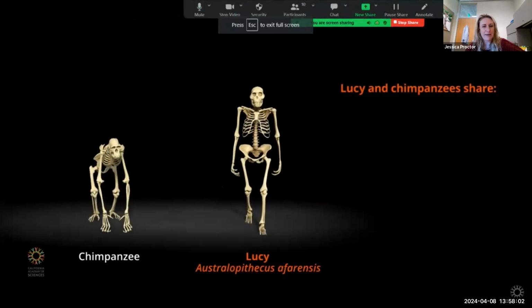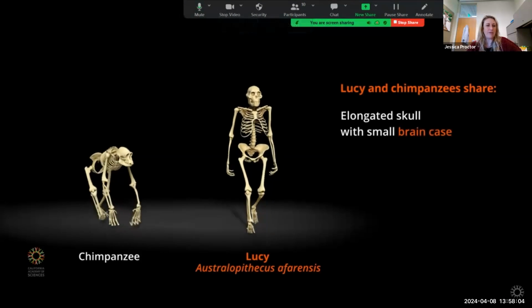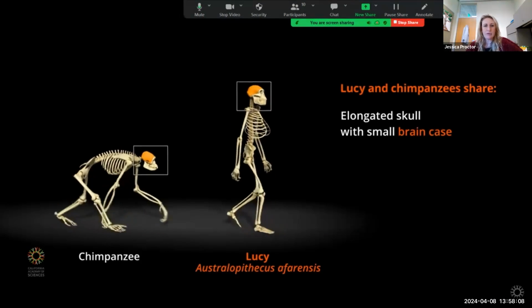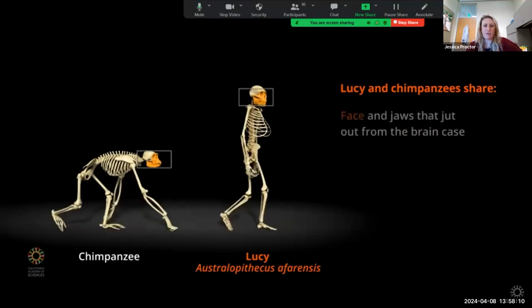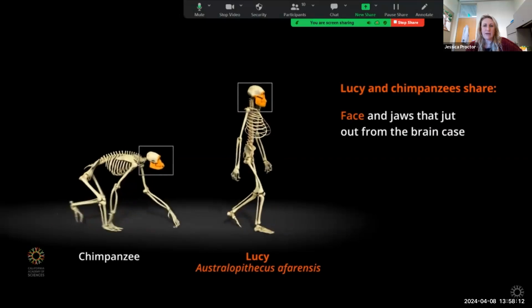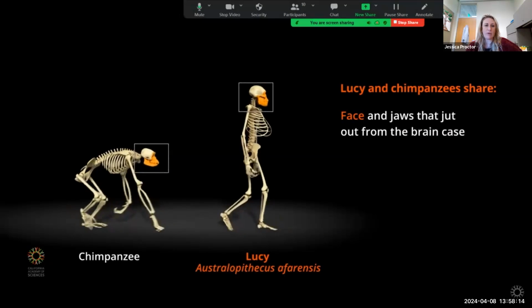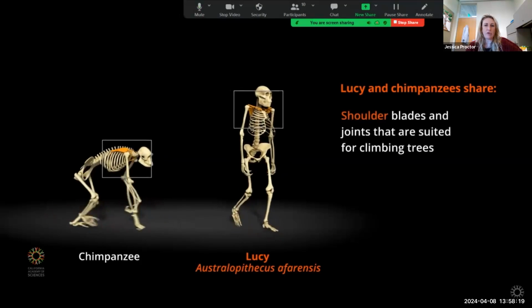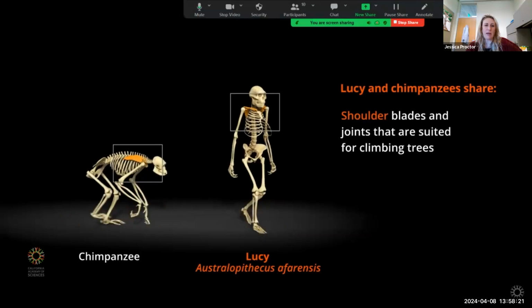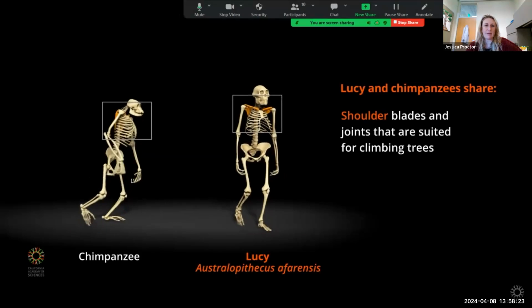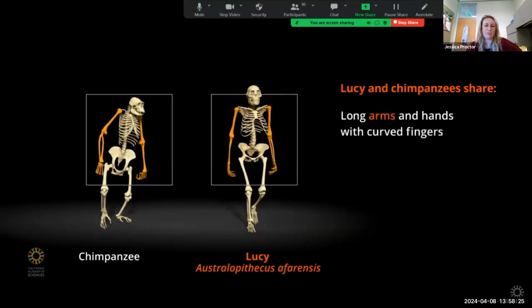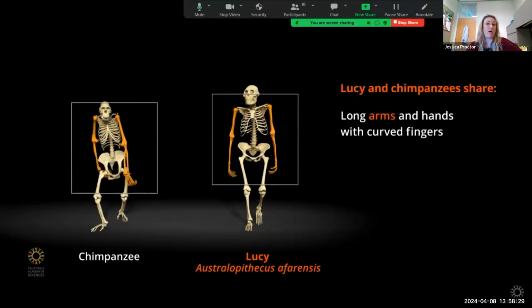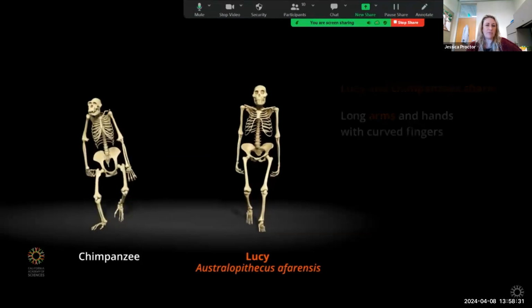All right, so we've got the chimpanzee all the way on the left, the knuckle walker, Lucy, the early human in the middle. So you see that they both have elongated skulls with a small brain case. They have face and jaws that jut out from the brain case. We call that prognathism. They have shoulder blades and joints that are suited for climbing trees, so more flexibility in the pectoral girdle. They have long arms and hands with curved fingers.